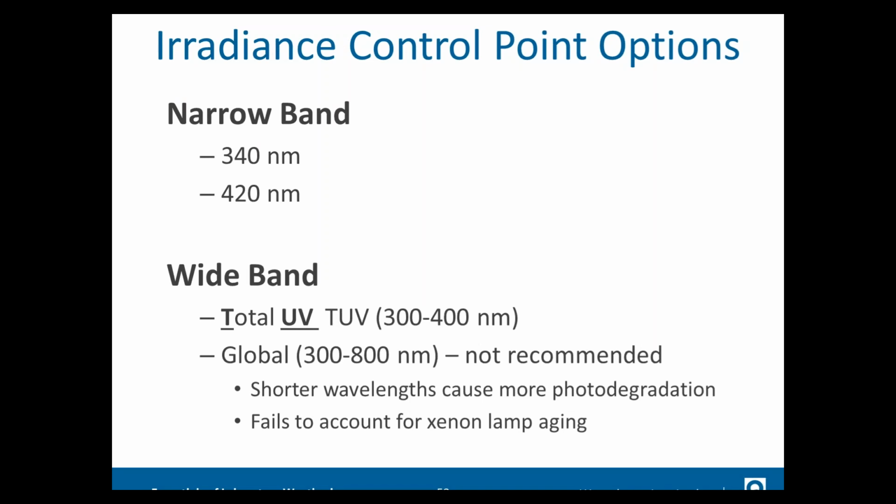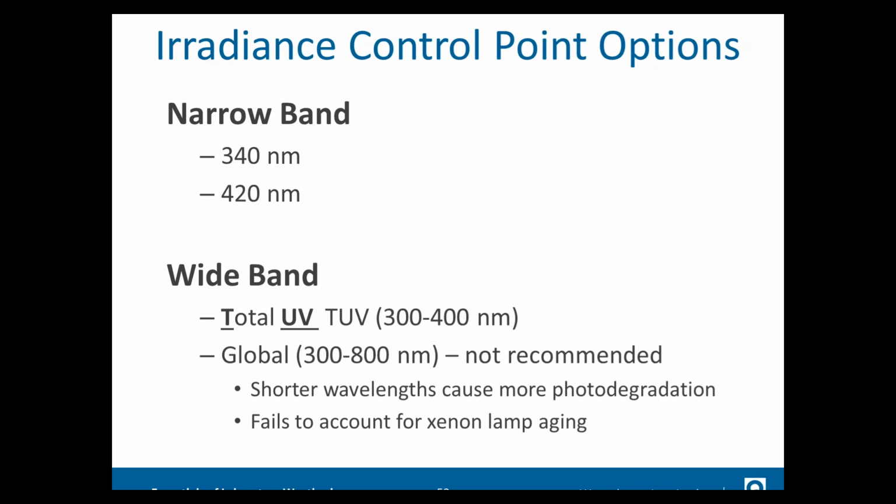The first two are narrowband, so it's measurement at a single nanometer wavelength, and that's 340 nanometers, which is primarily used for outdoor exposures, and 420 nanometers, which are used for behind window glass exposures. You also have the option of using total UV, which measures the UV between 300 and 400 nanometers. That gives you kind of a middle ground between 340 and 420.